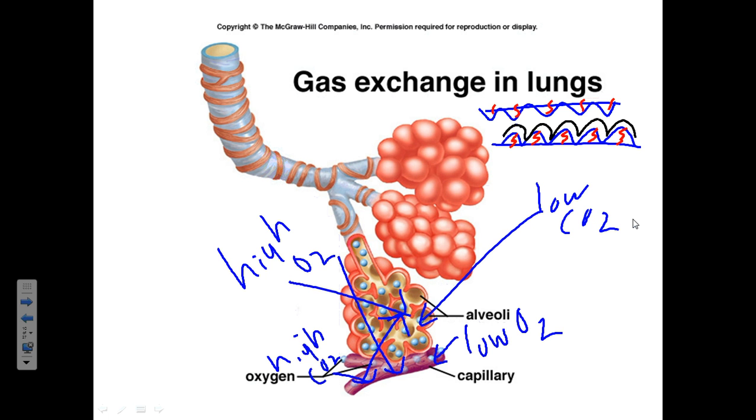So diffusion's important all over your body. It's the way we exchange gases. It's the way we absorb our nutrients. It's the way we move waste out of our blood and into our urine and such. So diffusion is hugely important in your body. I'm going to take a second and pause the video.